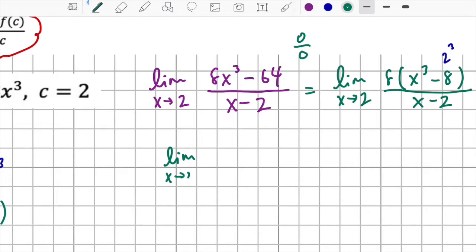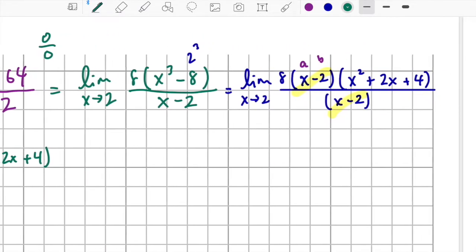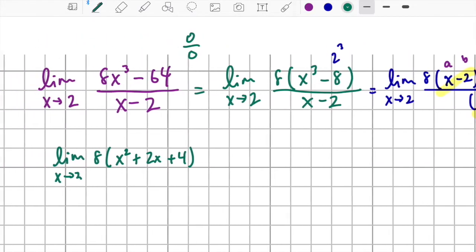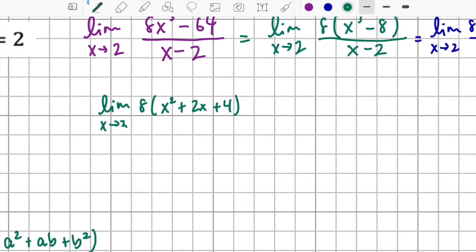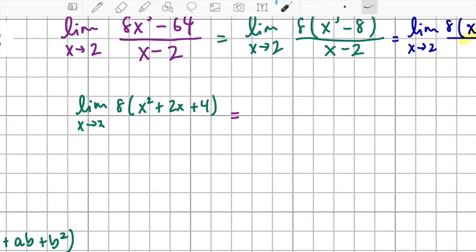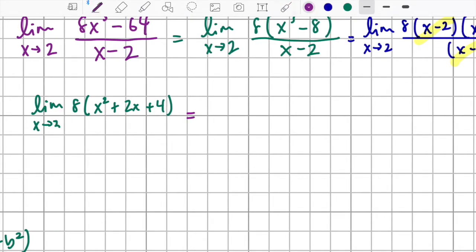Limit as x approaches 2 of 8 times x squared plus 2x plus 4. Let me double check. x squared plus 2x plus 4. Yes. Now here comes the easy part. Plug in. We're going to get this 2. You're going to plug it in wherever you see an x. Okay? So now we have 8, and that's going to be 2 squared plus 2 times 2 plus 4.